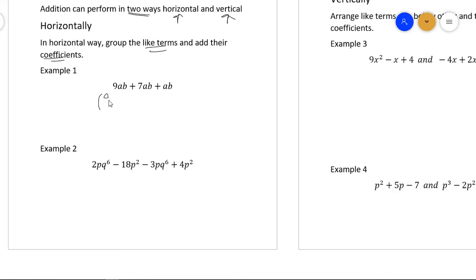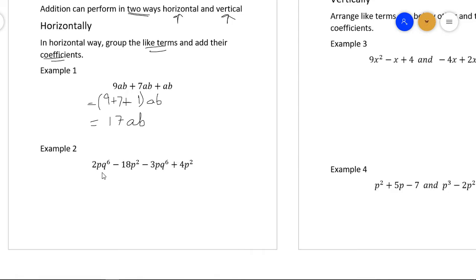The coefficient of the first term is 9 and of the second term is 7, and then ab is 1 time, so its coefficient will be 1ab. Now 9 plus 7 plus 1 gives 17ab. Hope you understand. Okay, move to the next example.